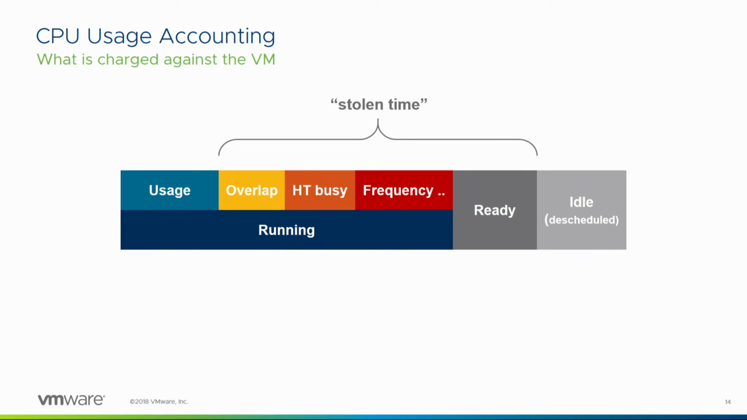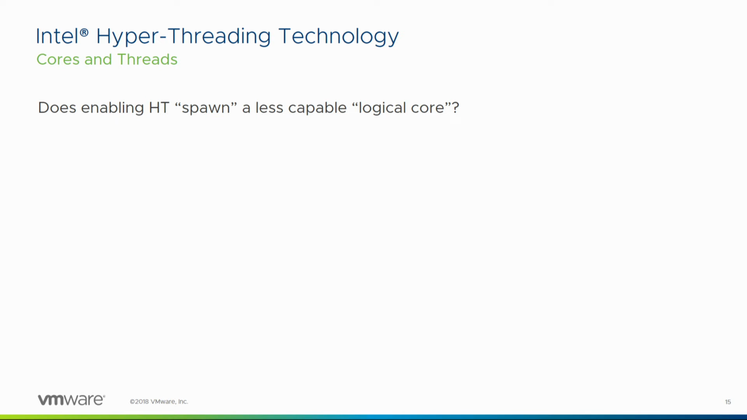So this overlap, HT busy and ready time, this involuntarily not running at full nominal frequency on a core, is also called stolen time. Not steal time on Linux, stolen time. There's a difference there. Now, this stolen time is also called latency or contention in vROps, or latency is latency CPU. And yes, okay. So hyperthreading.